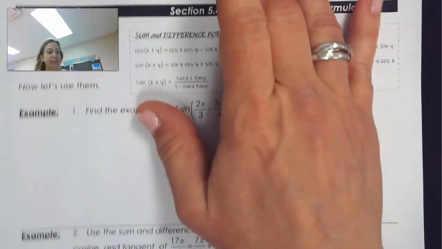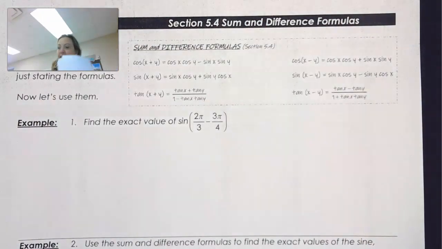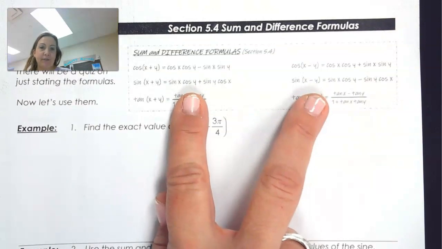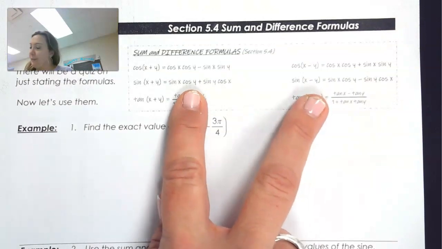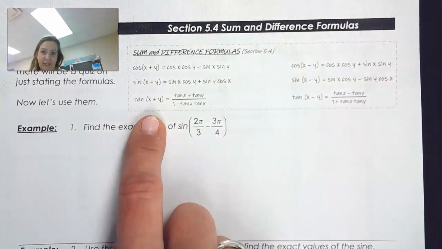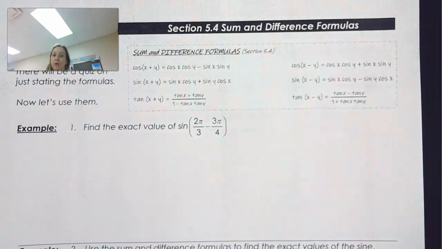Hi there. Today we're going to be looking at section 5.4, the sum and difference formulas. One of the things that we're going to be doing is these sum and difference formulas. And notice that there are sum and difference formulas for the cosine, the sine, and the tangent. Make sure that we know these formulas and how to execute them. So what we're going to do is just practice executing these, okay?